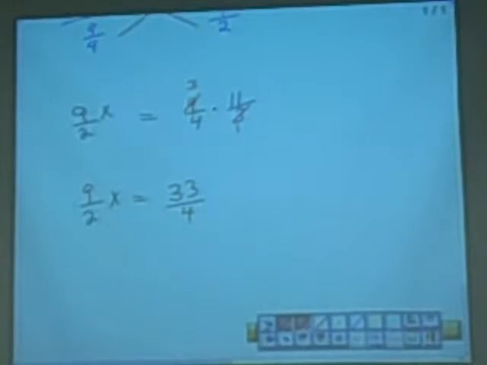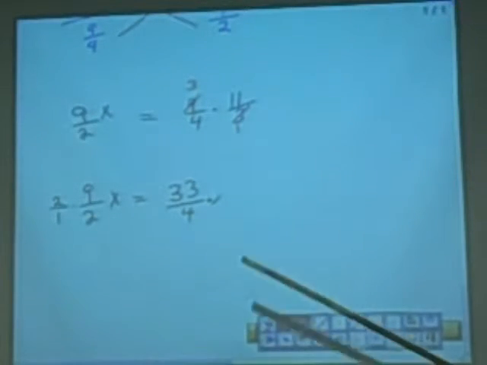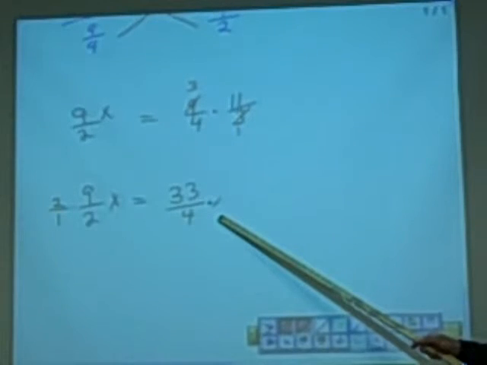If you don't remember, look at it this way. 2 is in the denominator, so to get rid of it, we've got to put the 2 in the numerator. So what we do to one side, that means on the right side, we have the 2 in the numerator or denominator.